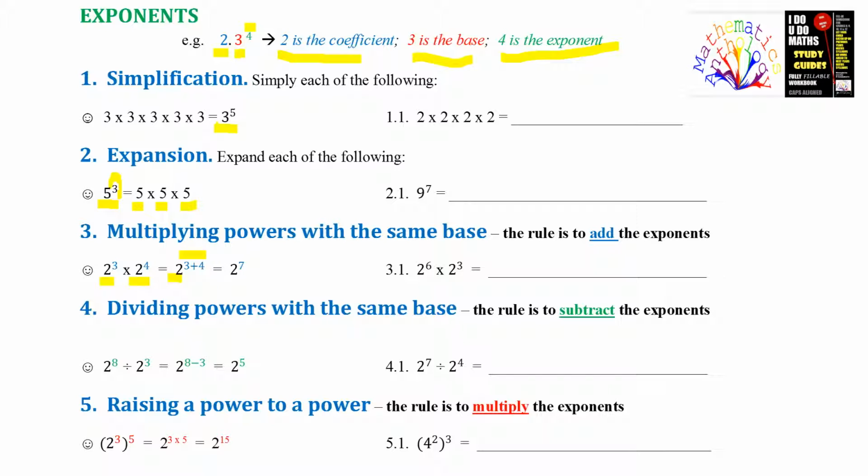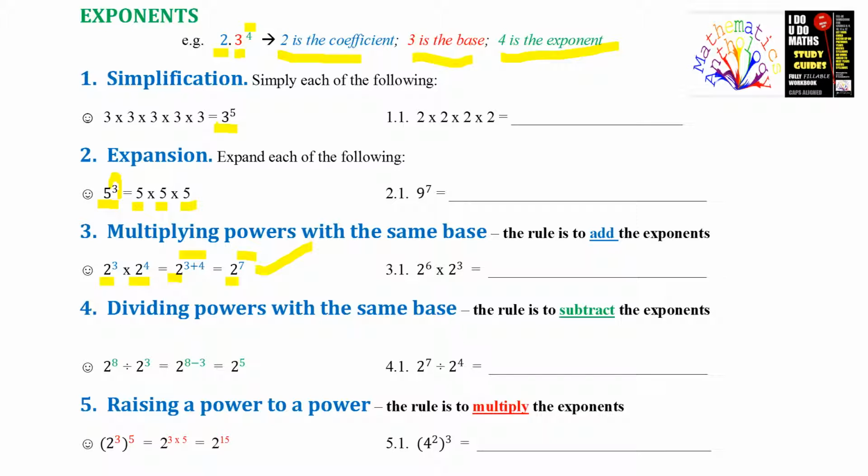So the base is 2, we're adding our exponents. 3 plus 4 will give me 7. Base remains the same as 2. So 2 to the power 3 times 2 to the power 4 will be 2 to the power of 7 as my final answer.